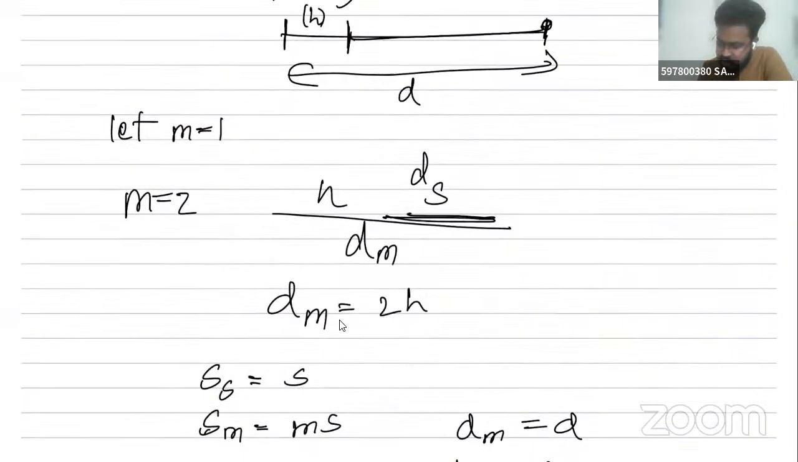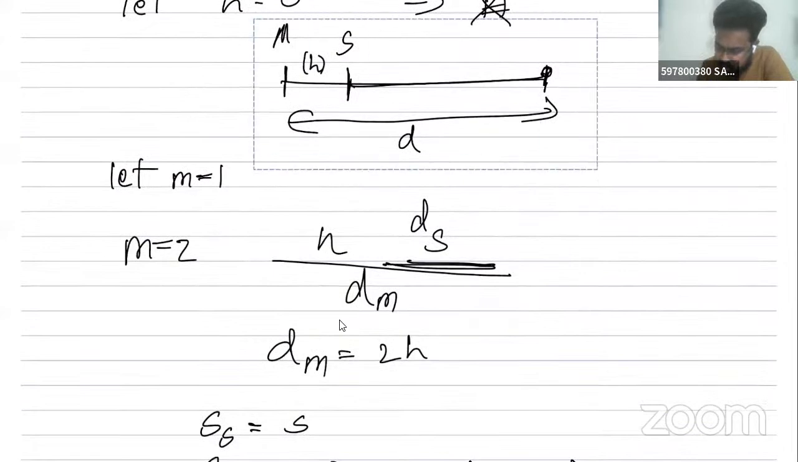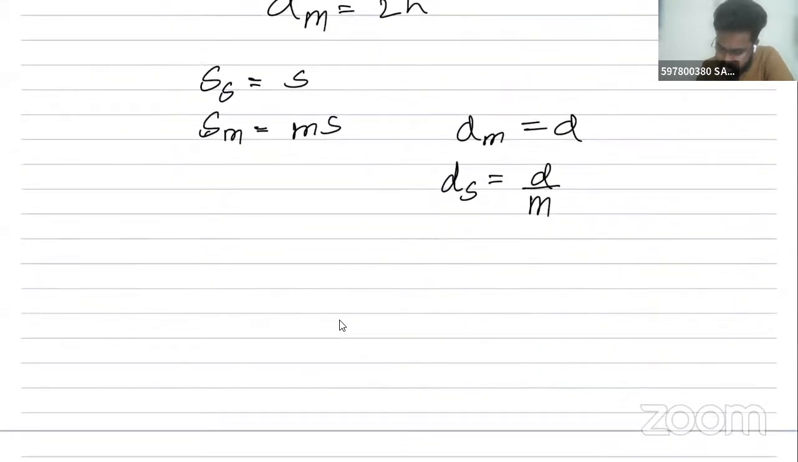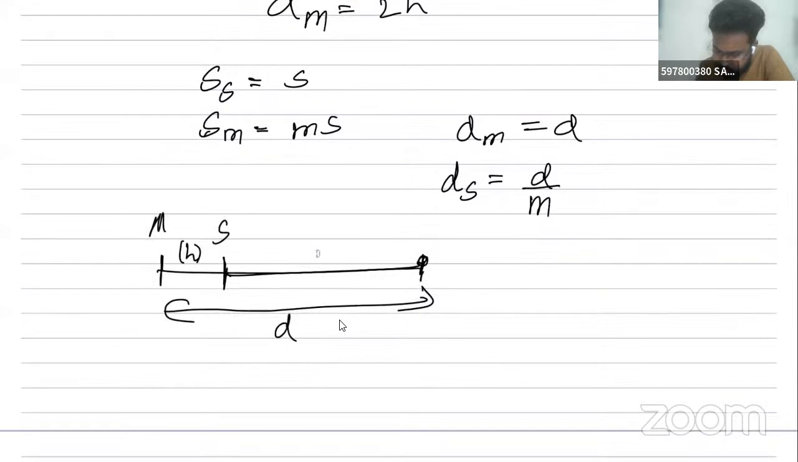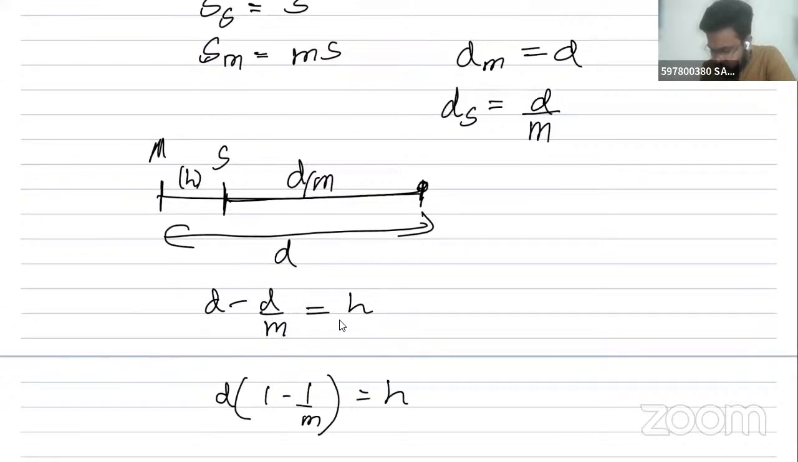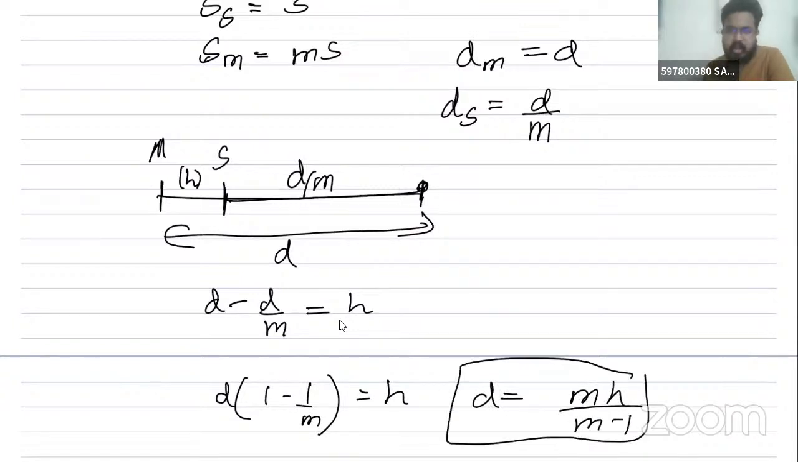Okay. So from this, we have found out that this is d by m. So d minus d by m is equal to h. And from here we can say that d times (1 minus 1 by m) is equal to h, and d is equal to mh over (m minus 1). So both by the correct means and also through option elimination, we can get the same answer. Fine.